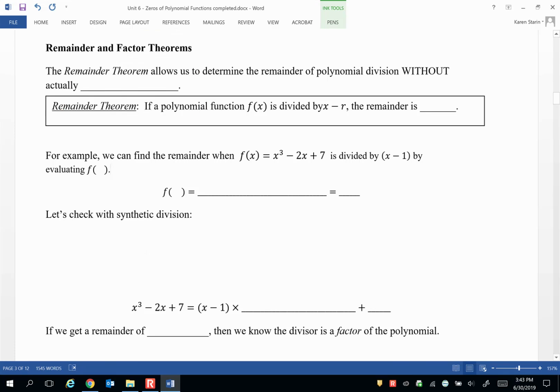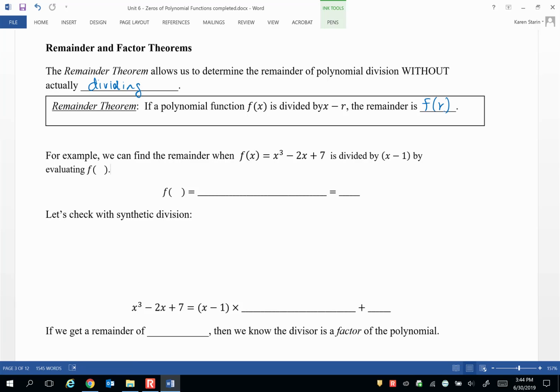The remainder theorem allows us to determine the remainder of a polynomial without actually dividing. So here's the remainder theorem. If a polynomial function f of x is divided by x minus r, the remainder is f of r. That just means all we have to do is take the value of r and plug it in, quote unquote.